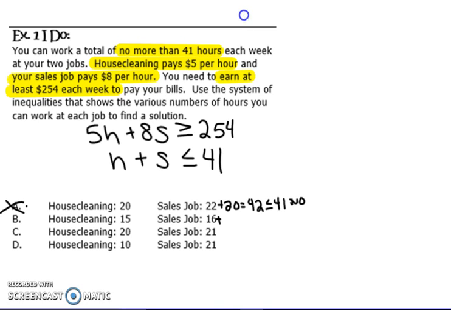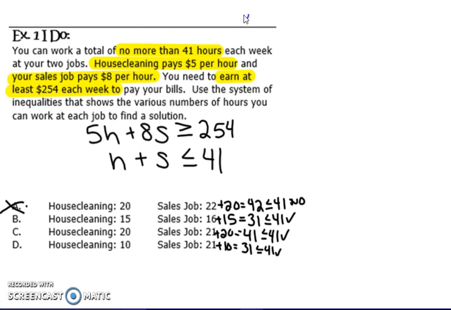B, we worked 15 hours in house cleaning and 16 in sales, gives me 31. Well, 31 is less than 41, so that works. 20 hours in house cleaning plus 21 in sales gives me a total of 41 hours. 41 is not less than 41, but it is equal, so that works. I have 10 hours in housekeeping and 21 in sales gives me a total of 31, which is less than or equal to 41. Now that we know which ones work for our second inequality, now we're going to go back and check the first one.